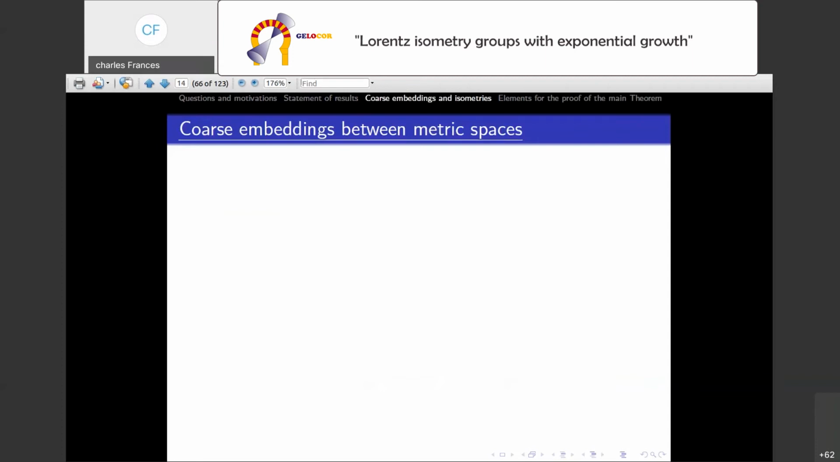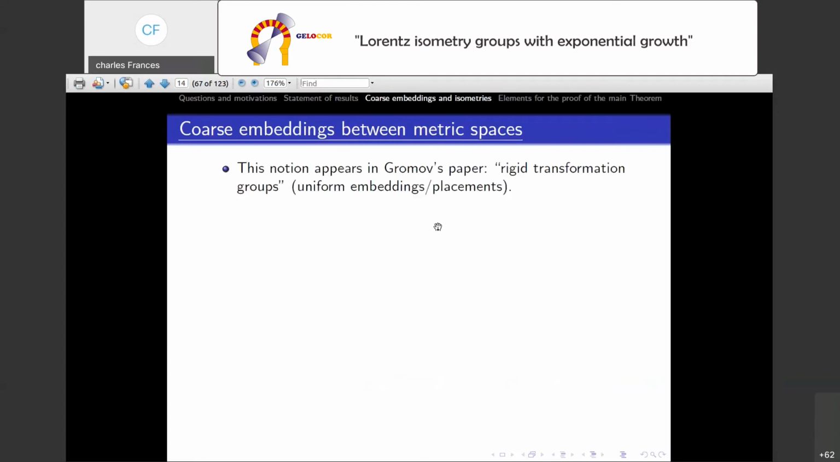It is a notion that was introduced by Gromov in his paper Rigid Transformation Groups, a 1988 paper. At the time, he called these displacements, and later on uniform embeddings. But now the usual terminology is coarse embedding.